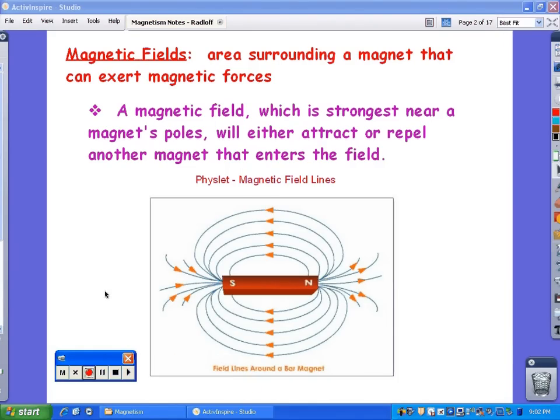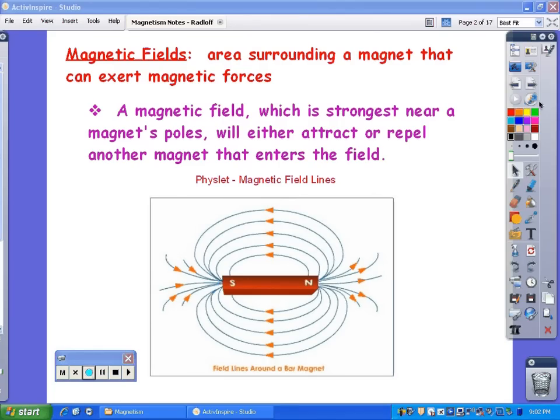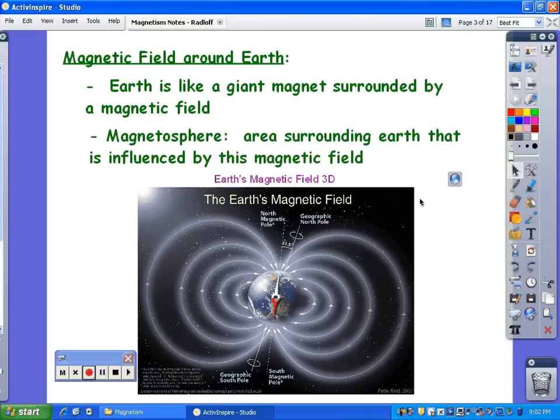So what is a magnetic field? Well, it's just like the electric field. It's an area surrounding a magnet that can exert a magnetic force. And exactly like an electric field, it kind of loops around to the other end. Strength is always stronger at the poles or closer to the source, and then it kind of weakens as it goes out. Just like electricity, just like gravity. These are things that you're very familiar with. As distance increases, the strength of it decreases.